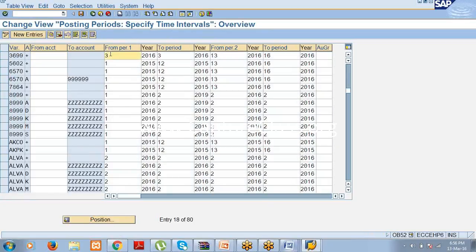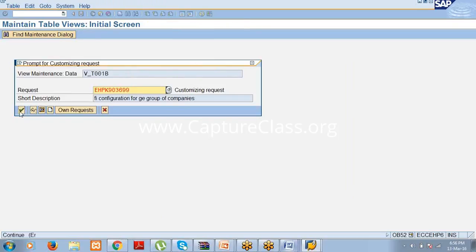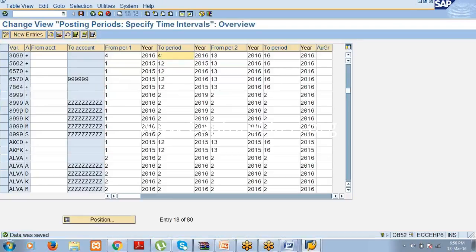Yes. So here we have opened the March period, right? Once March is over, we have to open the April period. In order to open the April period, the user will come to the same screen, remove 3, and enter 4, from period 4, year 2016 to period 4, year 2016. Now click on save. Then only the fourth period is opened.